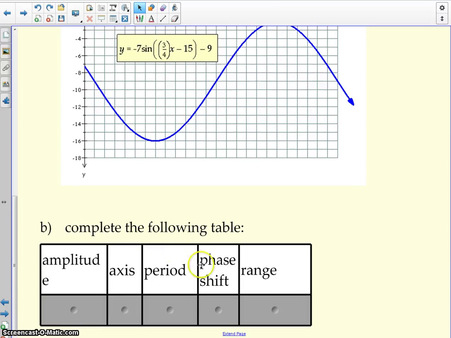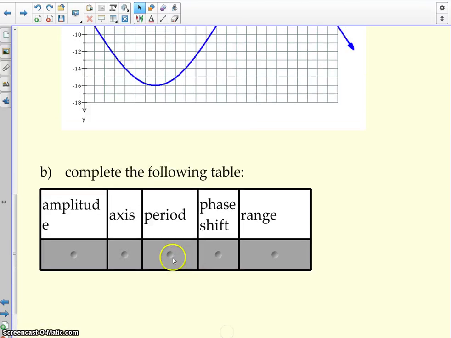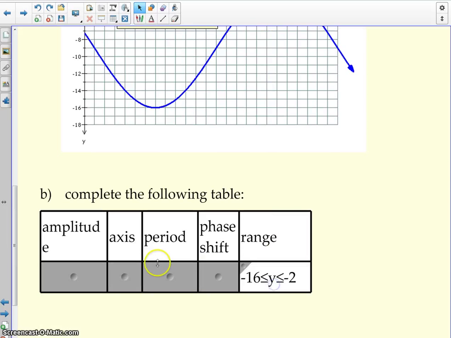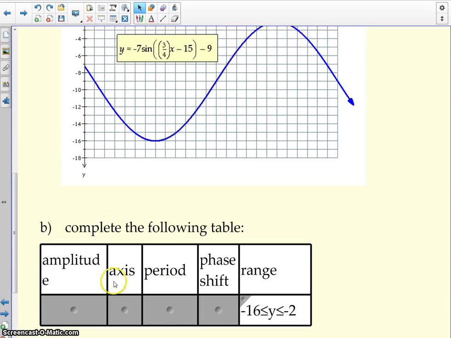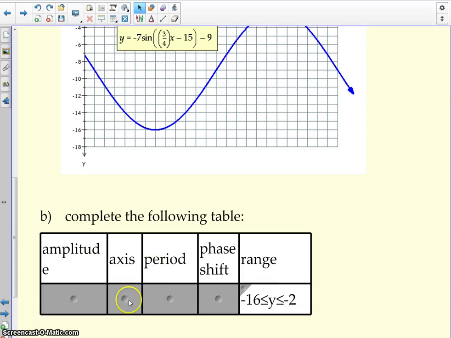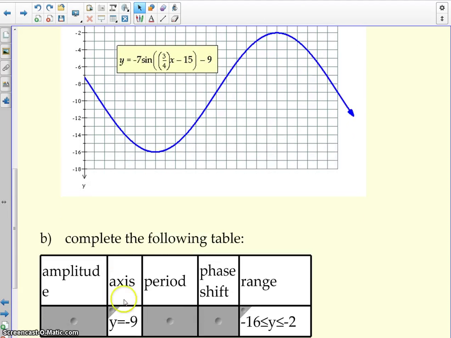Now, to get your answers for the chart down here, you can get your range by looking at the graph. So it's from -16 up to -2. Your amplitude, or so let's do the axis first. The axis will be halfway between -16 and -2, which will be at y equals -9. The amplitude is the distance from the axis to your max or min. That's a distance of 7.